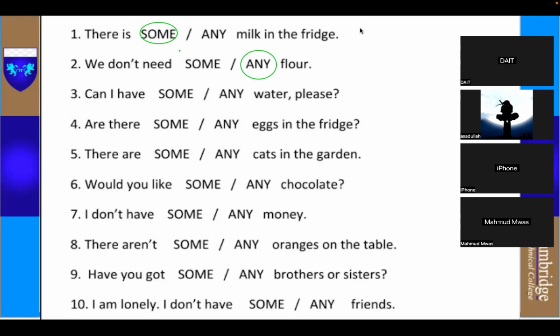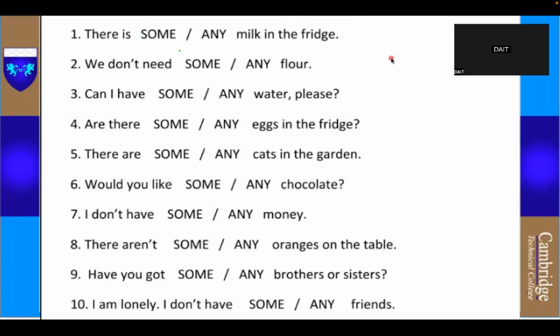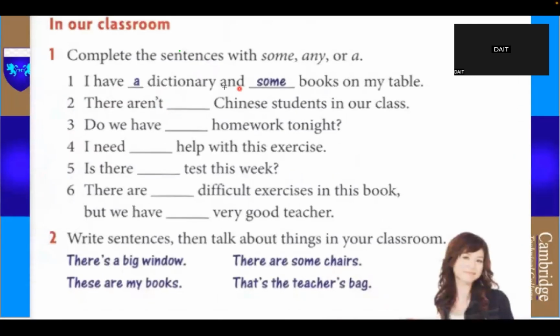So let's do this. Leave this one for later. We'll explain the difference between them, and then we go back and do them. We'll do this exercise later. We'll explain when to use some and when to use any in detail, and then go back. So now let's do this one, which is much easier. We'll explain the rule in more detail and then go back.